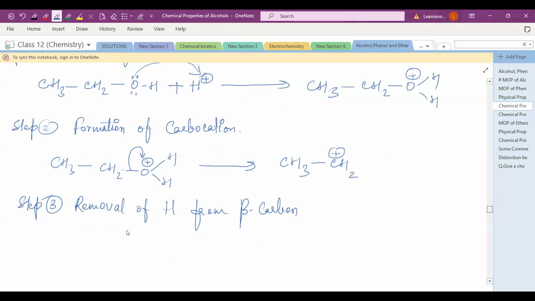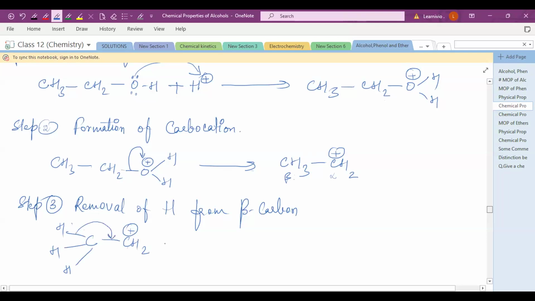Third step will be the removal of H from the beta carbon. So this is your alpha carbon, and this is your beta carbon. In the third step you have to remove one hydrogen from the beta carbon. Suppose this is your CH3 and this is your CH2, and the CH2 has the positive charge. The carbocation is there, right? Now what happens? You have to remove one hydrogen from here, the removal of hydrogen from the beta carbon, and shift this bond here.